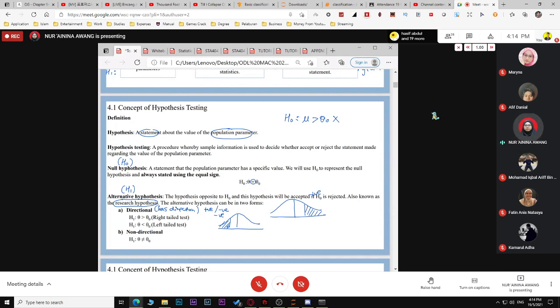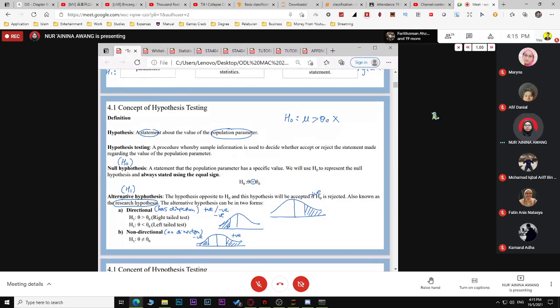Okay, and then for non-directional, it means no direction. So what do we mean by no direction? If your H1 is unequal, it means we do not know the direction, either positive or negative. We do not know which side for unequal, whether it is the positive side or the negative side. But for directional, we know the exact direction, either more than, the positive side, or less than, the negative side. Okay, so this is for your H1.